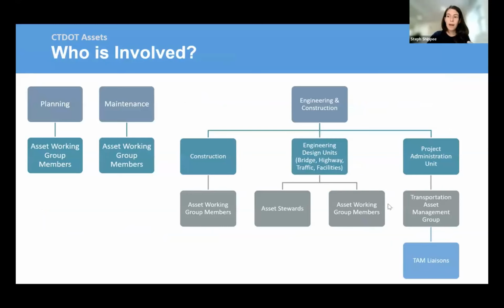So to zoom out a bit from my earlier slide on where my group sits here in the corner, here's an illustration of where all these other team players fit in. You can see the asset stewards are also in the Bureau of Engineering. They're in our design units. There could be asset working group members coming from there as well. But we don't just pull from engineering and design. We've also got asset working group members who are from our planning or maintenance bureaus or even from construction.